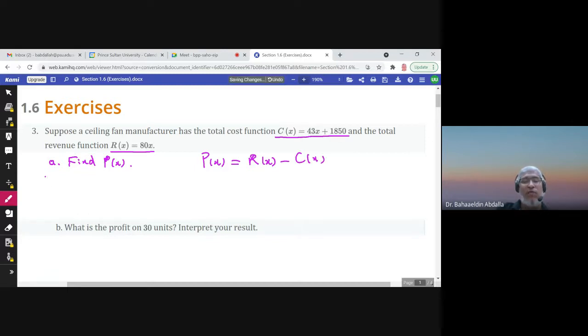So we can find the profit function by subtracting the revenue, which is 80x, minus the cost, which is 43x plus 1850. So the profit would be 80 minus 43. We subtract the coefficients, so we will have 37x minus 1850. So this would be the profit function.